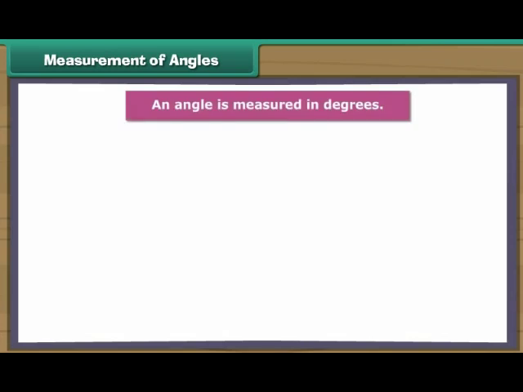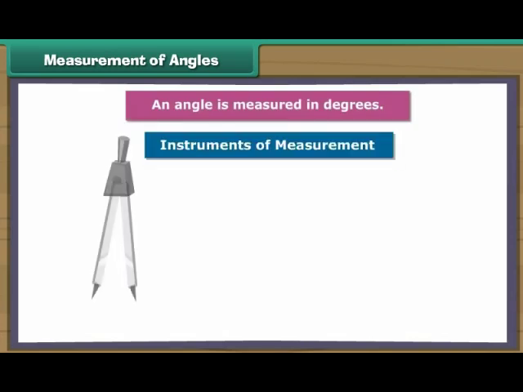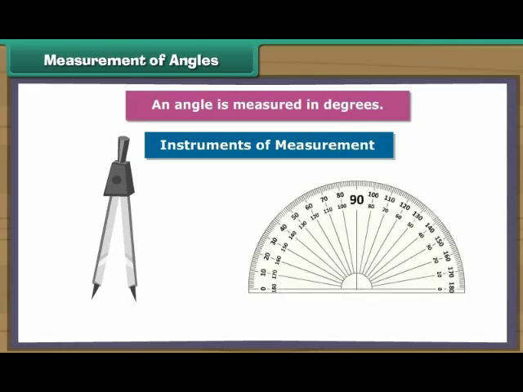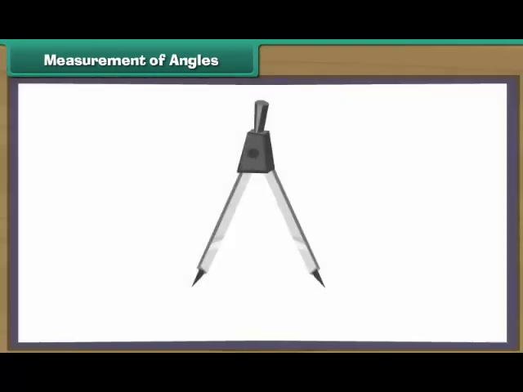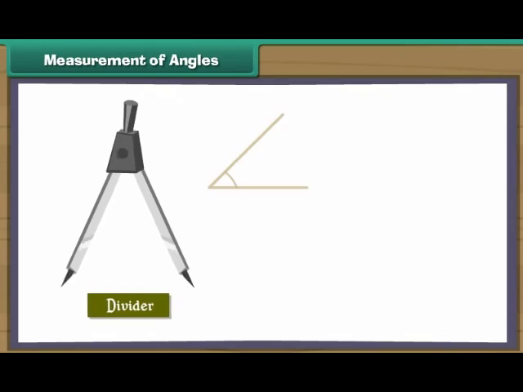Measurement of angles. An angle is measured in degrees. Let us now measure angles with 2 different instruments: a divider and a protractor. Look at this object. It is called the divider.